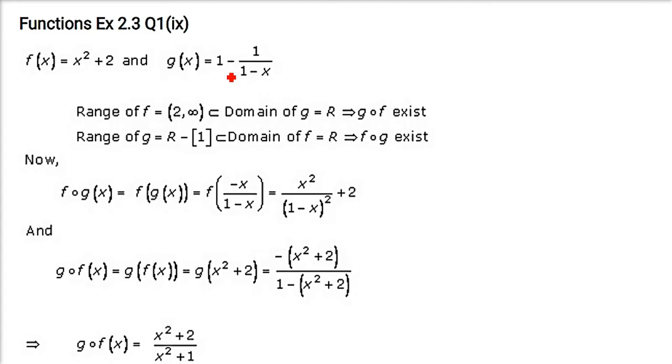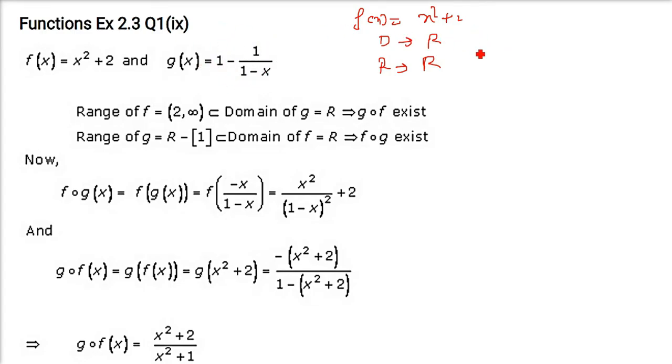Next is the ninth one, which is f(x) equals x square plus 1. g(x) is 1 minus 1 by 1 minus x. So it is important to understand the domain and range. We can use directly 1 minus 1 by 1 minus x. f(x) is x square plus 1. Domain is all the real numbers. But the range, just wait, I'll tell you. Range is right now, let me take it as R. But I'll tell you it is not R.